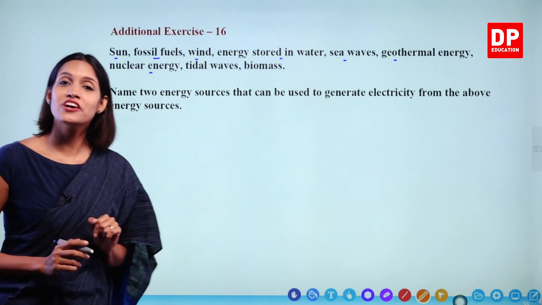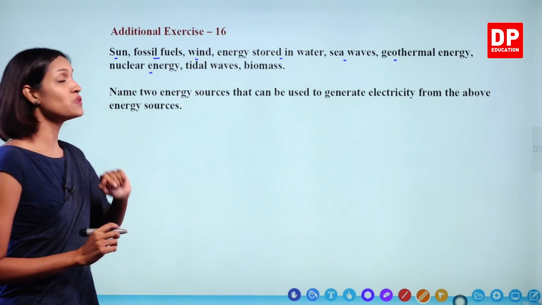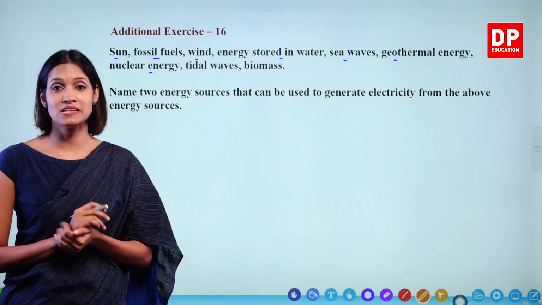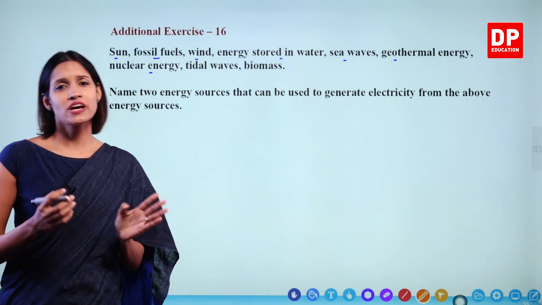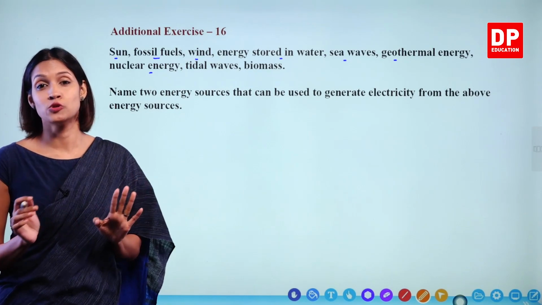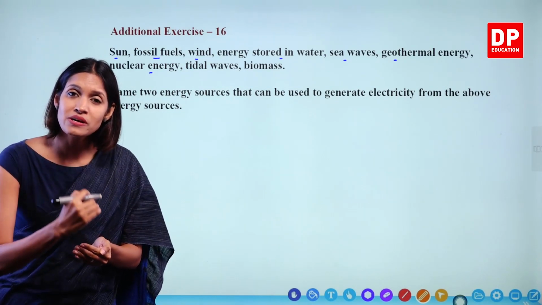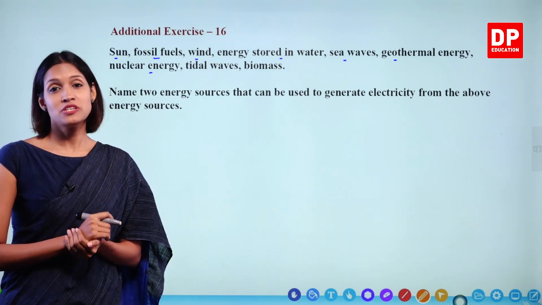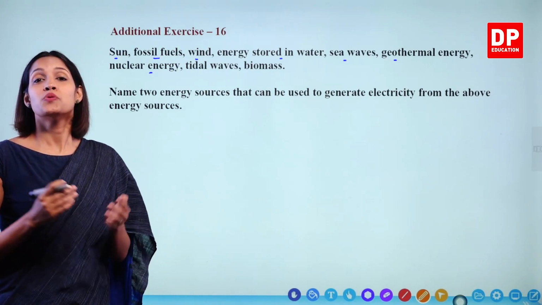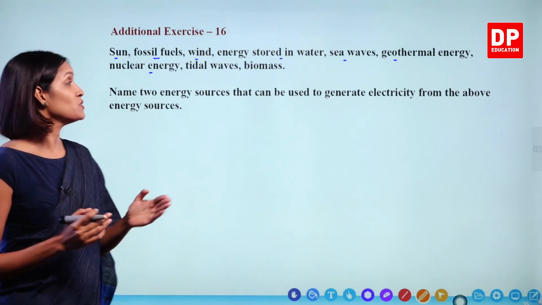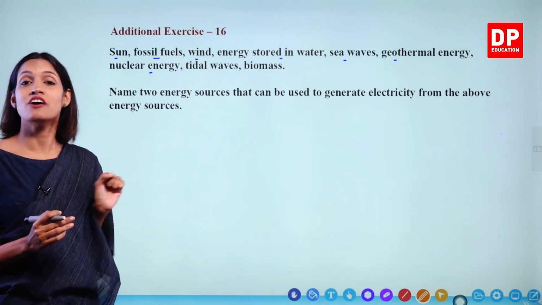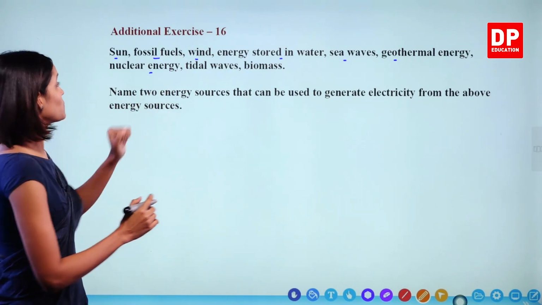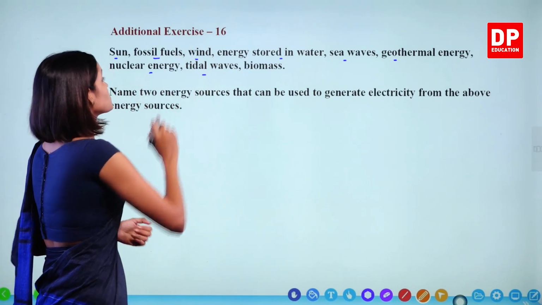What about tidal waves? Tidal waves also can be used to generate electricity. There are two types of tidal waves called high tides and low tides. If a considerable difference is there between the heights of these tides, we can generate electricity using special types of generators. So this is also correct.